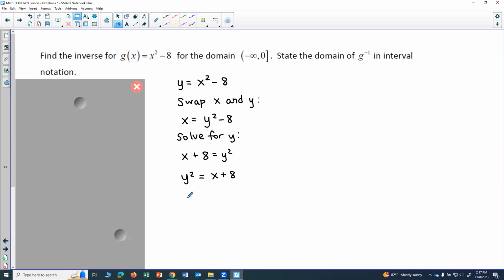Now here's the tricky part. When I take the square root of both sides, if you recall from the first unit, I have to have plus or minus. So I'll have y equals plus or minus the square root of x plus 8. Now I have to figure out whether to use the positive or the negative here. And that's going to come from which half of the parabola was used for the original function g of x.